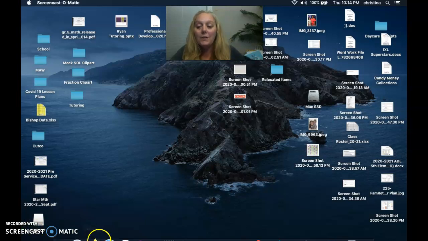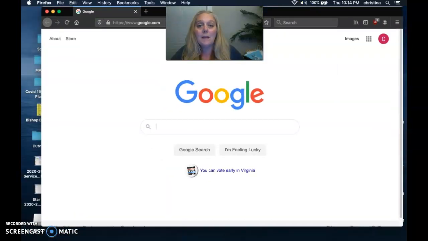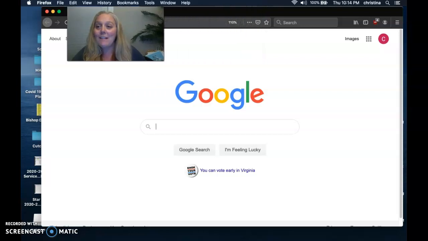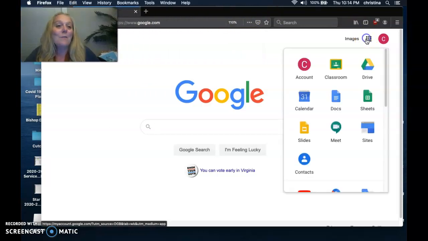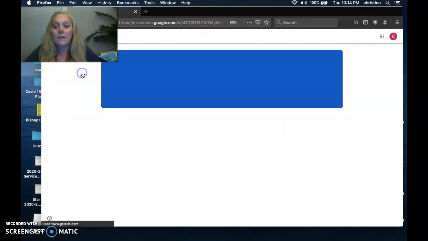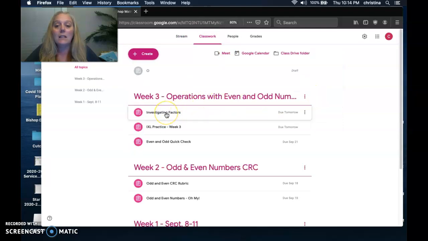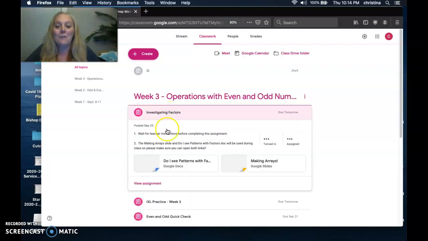So the way to look at these assignments is to open Google Classroom. I'm going to move myself over here so I'm out of the way, and I'm going to open my Google Classroom just like you do daily, and click on classwork. Make sure you click on my class and click on classwork, and we're going to look at this investigating factors assignment because the IXL is pretty explanatory. You kind of know what to do with that.